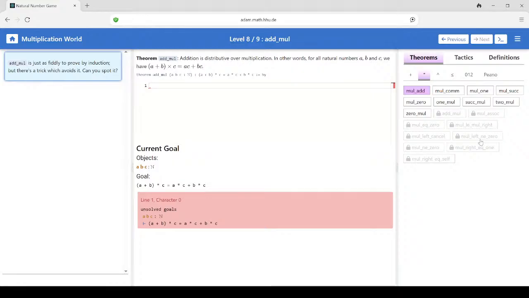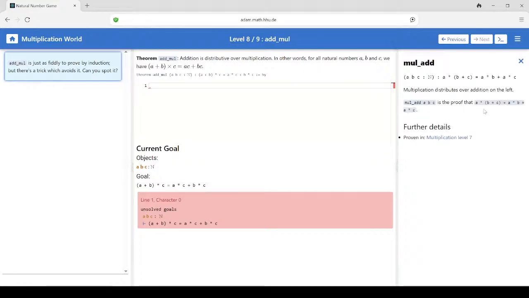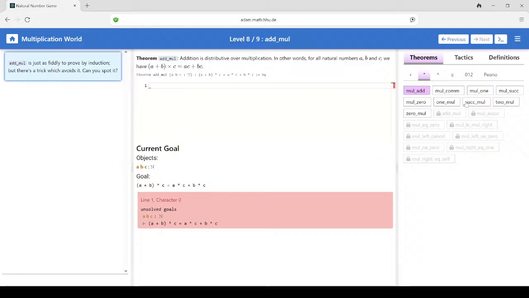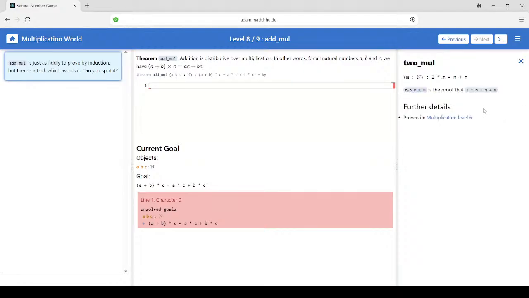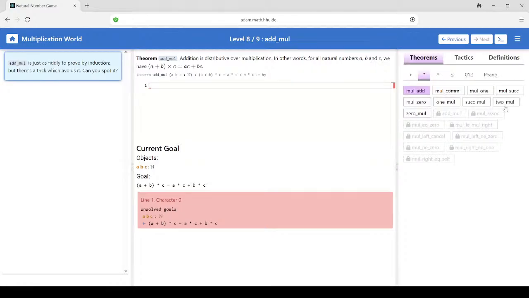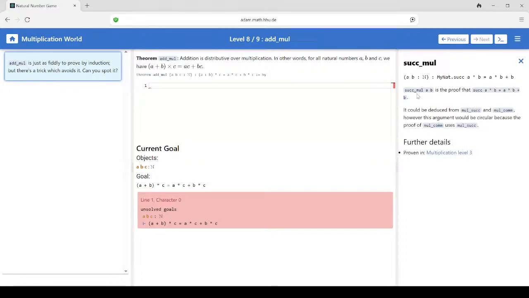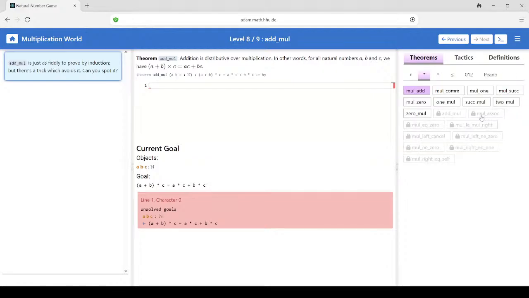Where should I start then? What do we have? We want to prove the opposite of this. There's a trick to avoid proving it by induction, and I would like to find it, because proving things by induction is hard. No, not successors.